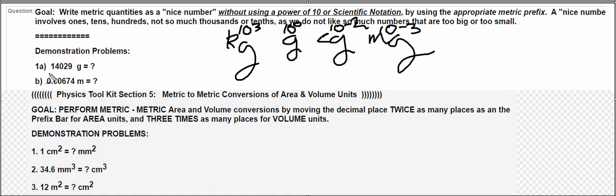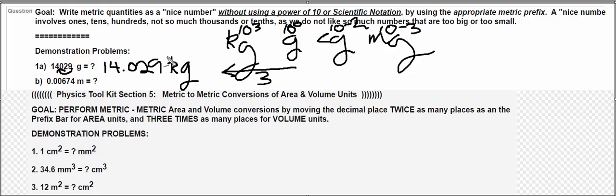For example, let's say we want to change 14,029 grams into a nice number. This is too big of a number, so the decimal place needs to go to the left. And so on the prefix bar, we want to go small to big, right to left, decimal place goes left. How many places? How about 3 places? So if we go from grams to kilograms, that would mean that we need to move the decimal place 3 places to the left. Or 14,029 grams becomes instead 14.029 kilograms, a much nicer number.